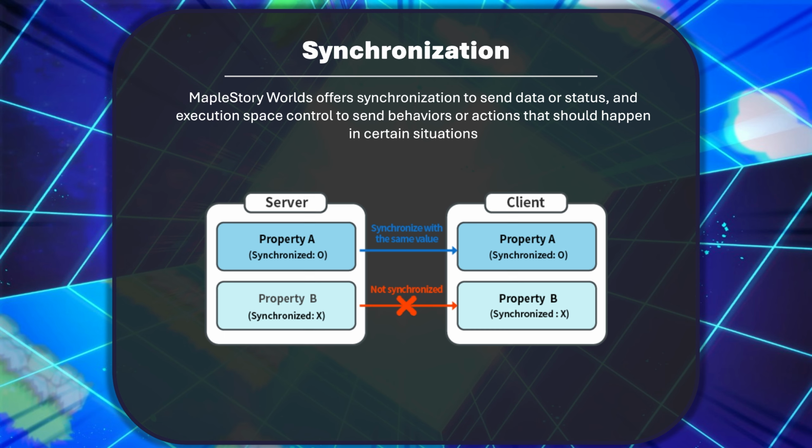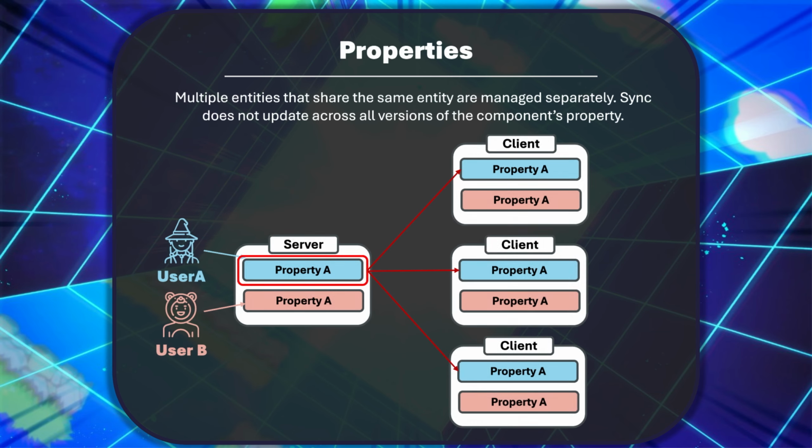This again is to ensure that the server remains the main source of truth for synchronization tasks between the server and the clients. Here's what that sync tag looks like in the MapleStory Worlds Maker engine for both synced and non-synced properties. Let's return to the example with our friends user A and user B. If both users' player entities share the same component, and that component has a property named property A, if property A was a synced property and was modified on the server, that value will be populated for all clients' version of property A on user A's entity.